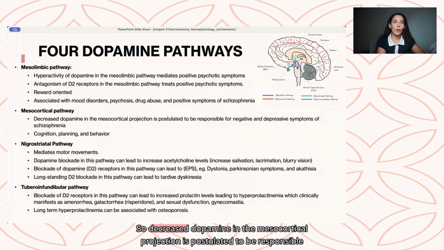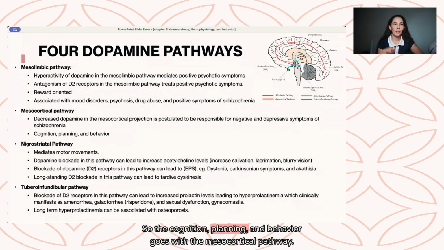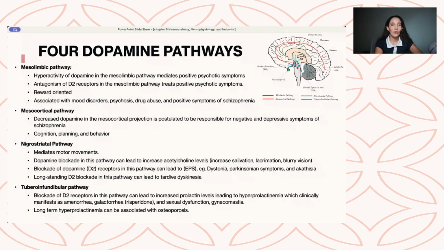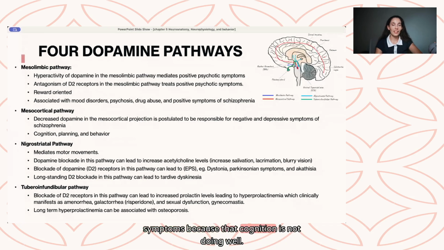Mesocortical. Decreased dopamine in the mesocortical projection is postulated to be responsible for negative and depressive symptoms of schizophrenia. When I see mesocortical, I see the C, and the C makes me think cognition. So cognition, planning, and behavior go with the mesocortical pathway. And if it's responsible for cognition, when there's decreased dopamine, you're going to have negative and depressive symptoms because that cognition is not doing well. That's just how I remember that one.